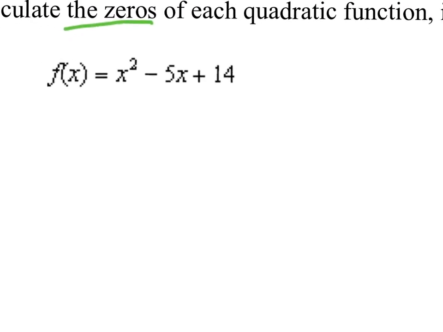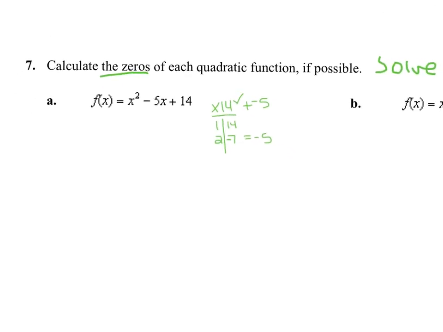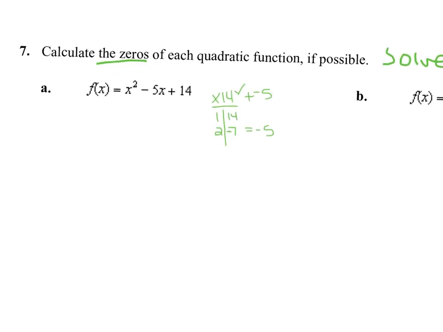So we've got to ask ourselves, what multiplies to a positive 14, but at the same time adds to a negative 5? This is kind of tricky, because it's got to multiply to a positive 14 but add to a negative 5. So we've got 1 and 14, 2 and 7. If I made the 7 negative, I would definitely get the negative 5, but do I get the positive 14? No, you don't. So that's why at the very end of this problem it says, if possible, calculate the zeros.